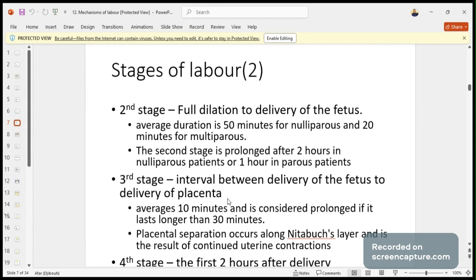So then we go to the second stage of labor. This is full dilatation to delivery of the fetus. Average duration is 50 minutes for nulliparous and 20 minutes for multiparous. The second stage is prolonged if it goes up to 2 hours in nulliparous patients or 1 hour in parous patients.